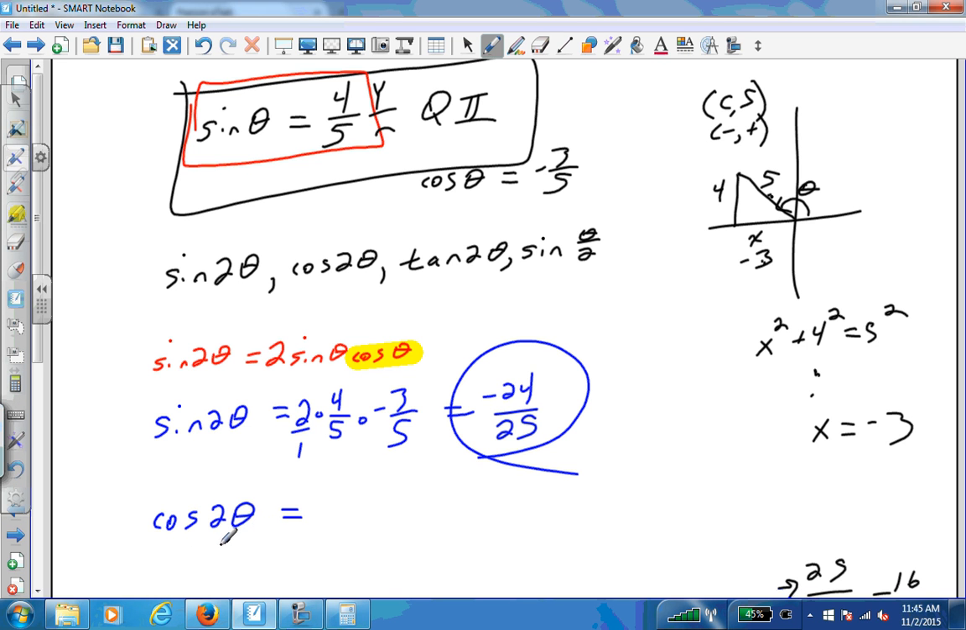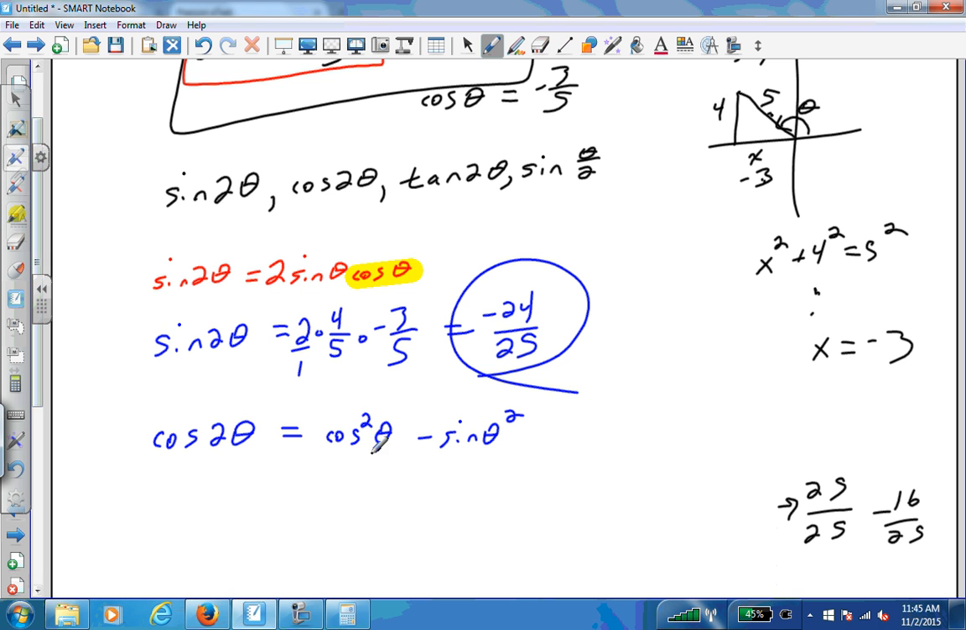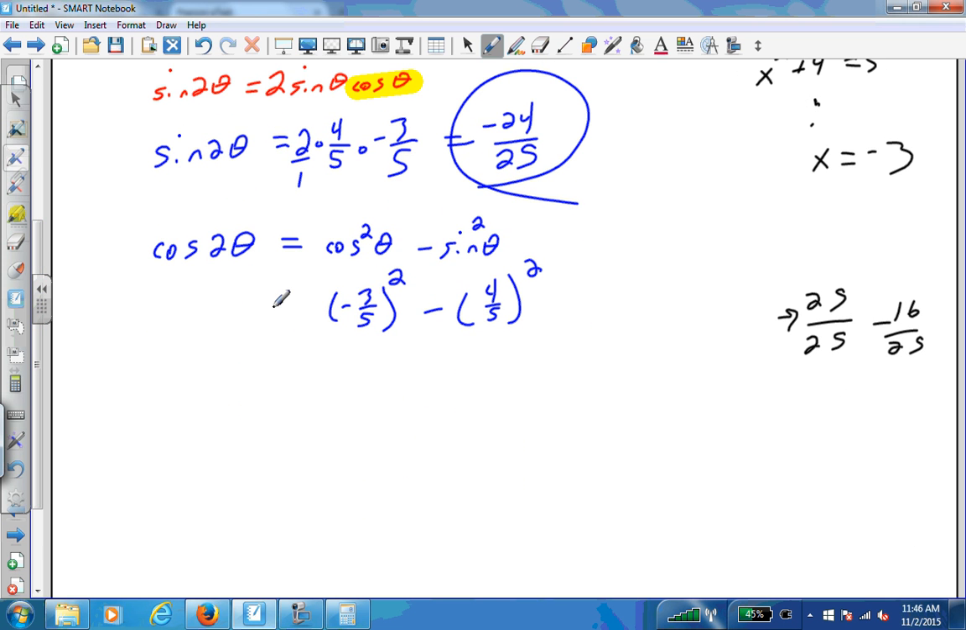The first one was cosine squared minus sine squared. So if we take cosine, remember it's cosine of our original angle squared minus sine of our original angle squared. Cosine of our original angle was negative 3/5. Square that. Sine of our original angle was 4/5. Square that. So what's that? That's 9/25 minus 16/25. So cosine of twice theta is negative 7/25.